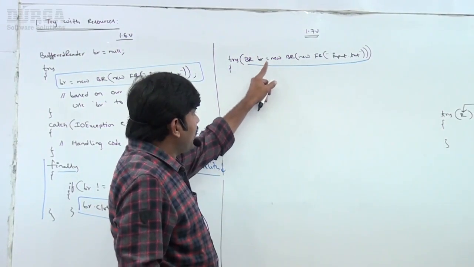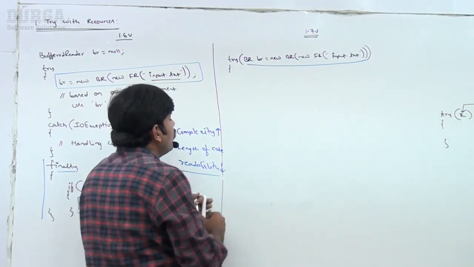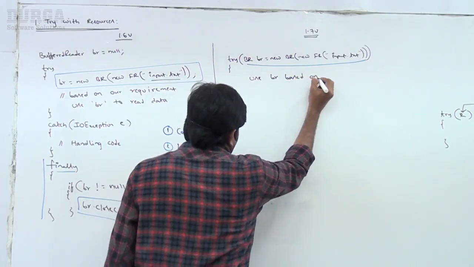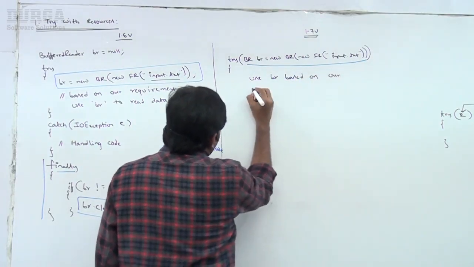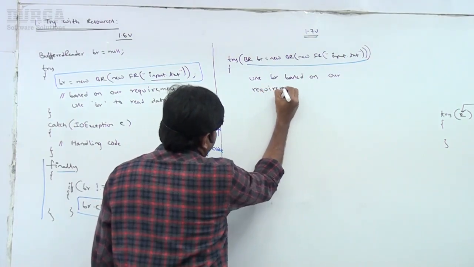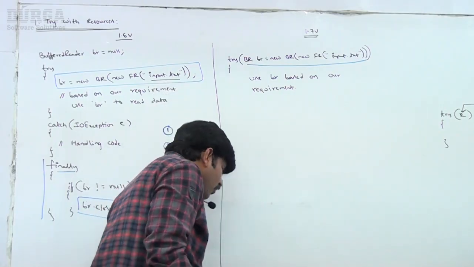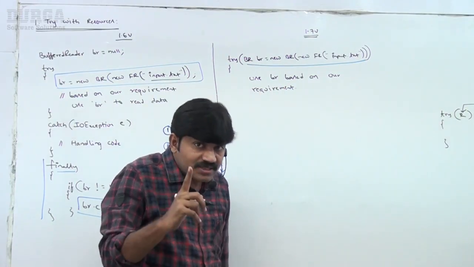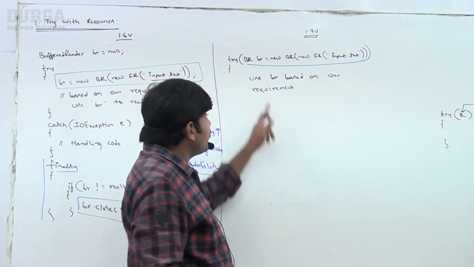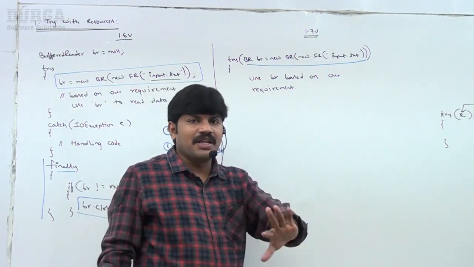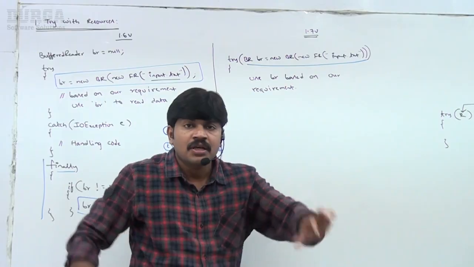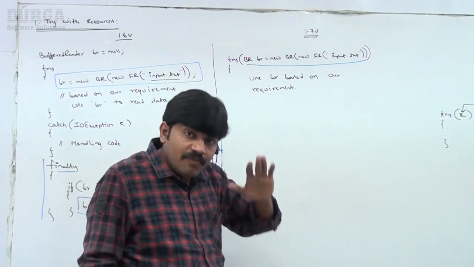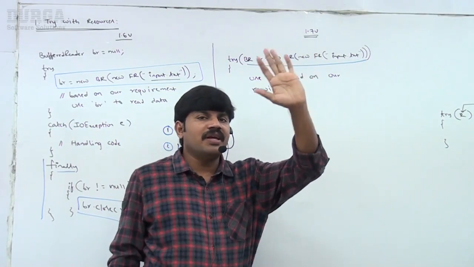Try, sir, within brackets BufferedReader. Now use br based on our requirement. Do you know we are not required to close br explicitly? Once the control reaches the end of the try block, either normally or abnormally, either with exception or without exception, br will be closed automatically. We are not required to close.